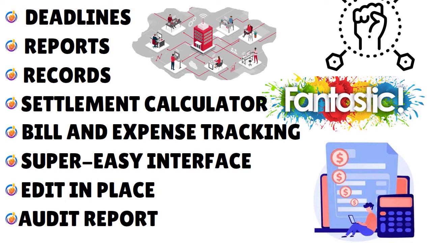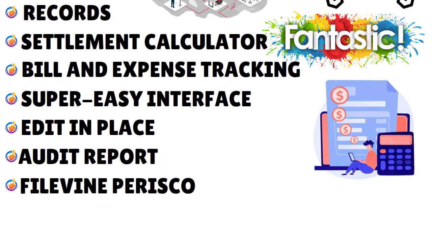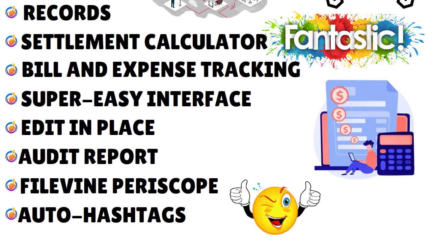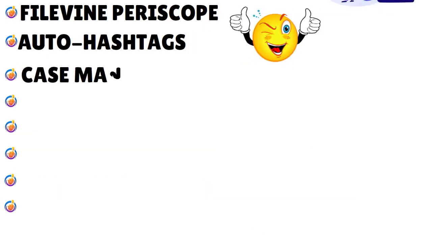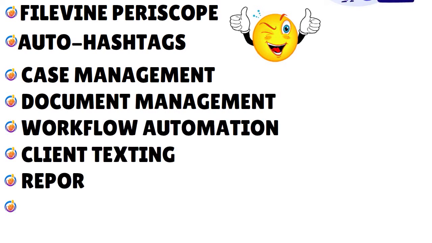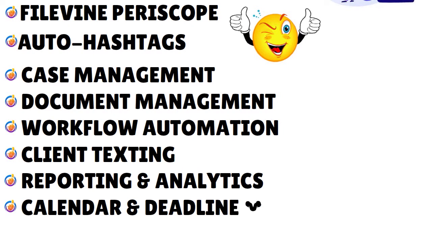I want to talk to you also about the Filevine Periscope, which provides a summary of your entire practice. It helps you make profitable decisions on all cases, clients, and team members. And you also have the auto hashtags. So this is actually a new twist on hashtags. It really creates a series of automatic hashtags on cases that meet specific and custom criteria. So overall, this is a great tool. We love it a lot. You also have case management, document management, workflow automation, client texting, reporting and analytics, calendar, and deadline management. Fantastic.